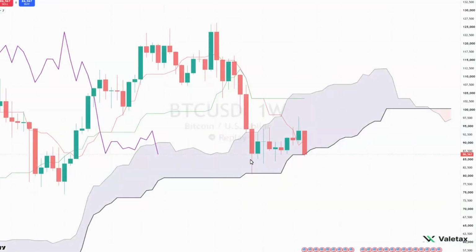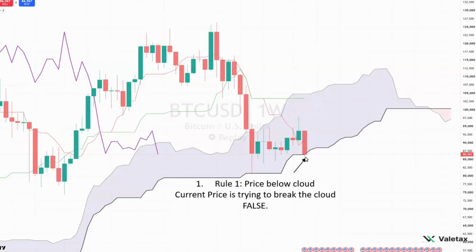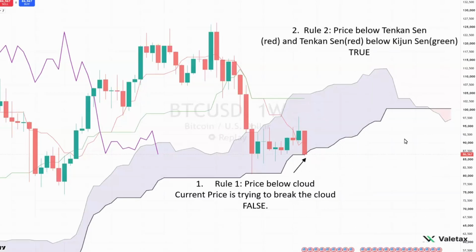So here's Bitcoin. If you look at Bitcoin here and you analyze the 4 rules, rule 1, price is below the cloud. Price is trying to break the cloud. So right now you're touching the Senkou Span B, the bottom part of the cloud, and it has not broken out. So the price being below the cloud, which is the first rule, is false right now. Okay, then we're going to look at rule 2.